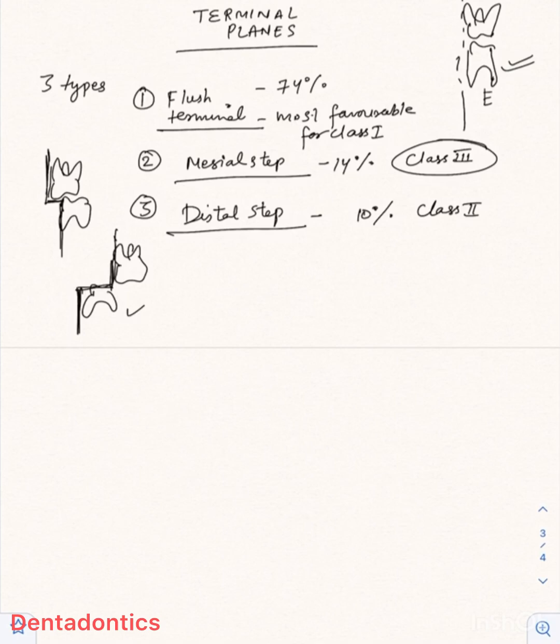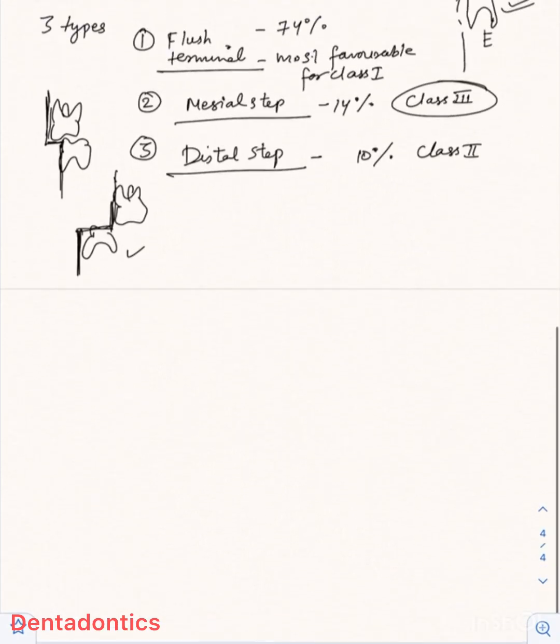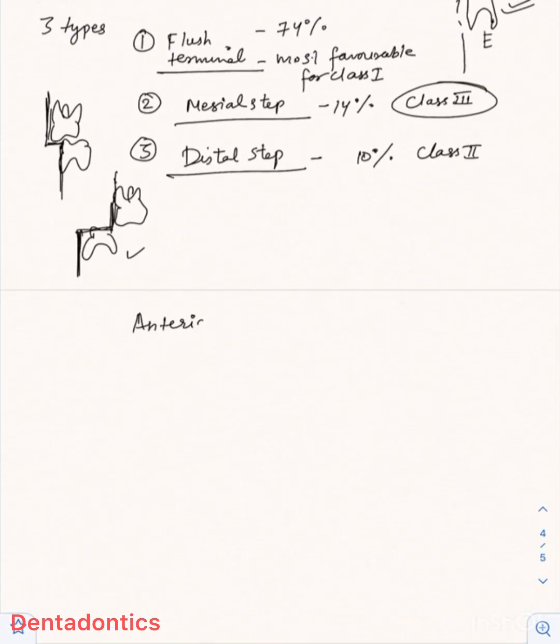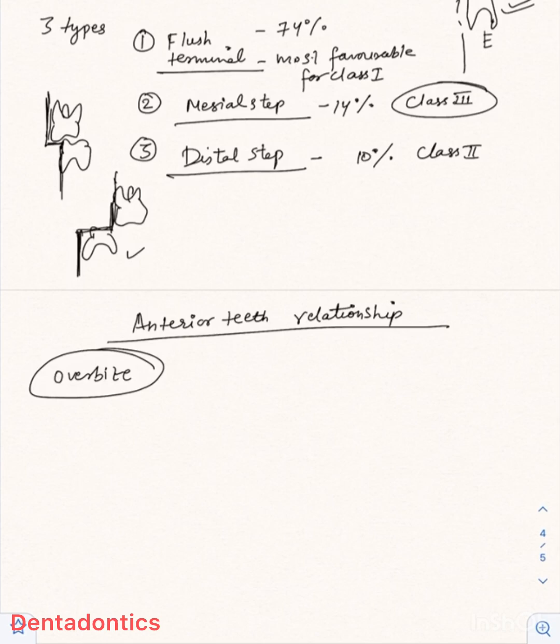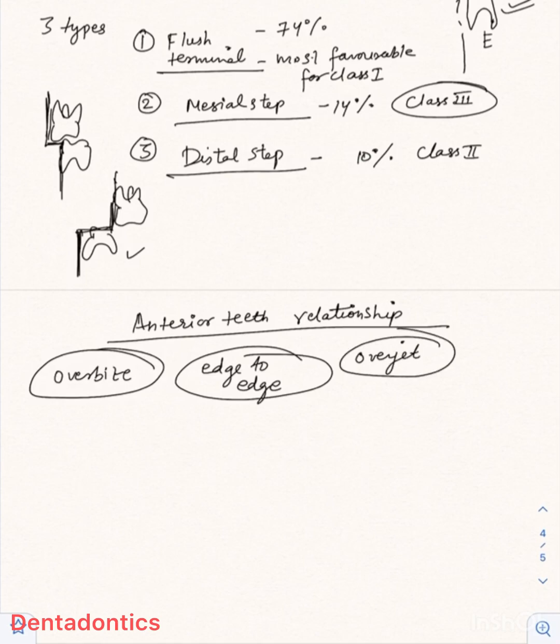Now coming to the anterior teeth relationship. In anterior teeth relationship, we have overbite, edge to edge, and overjet. Overbite is the vertical overlap between the maxillary and the mandibular teeth, and in primary dentition it is 2 mm. Whereas edge to edge bite is where there is no overbite, for example in case of attrition and in case of lengthening of the ramus. Overjet is the horizontal overlap between the maxillary and the mandibular teeth, and it is generally 1 to 2 mm.